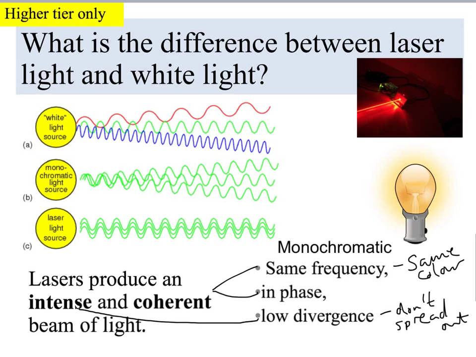In phase means that all of the crests and all of the troughs are aligned, as shown in this diagram here. The easiest way to describe in phase, if you're asked a question on it, is actually to draw two waves that look like this, and you will get marks for that.